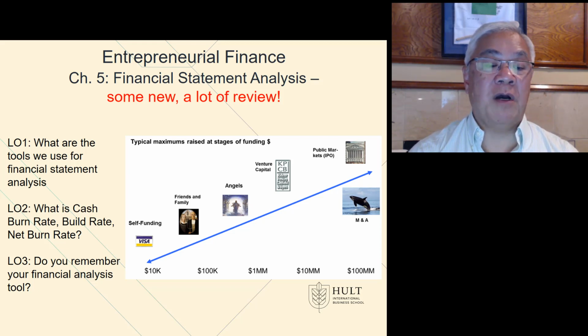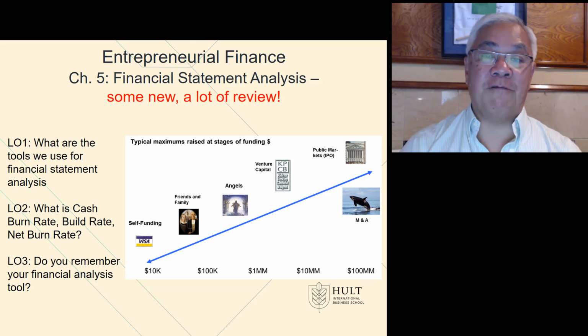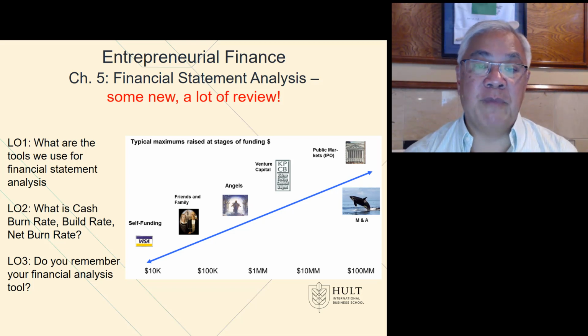So learning objective 1, what are the tools we use for financial analysis? Number 2, what are cash burn rate, build rate, net burn rate, and the related measure of Runway? And third, do you remember your financial analysis and how to use ratios? We're going to do a refresher right now.